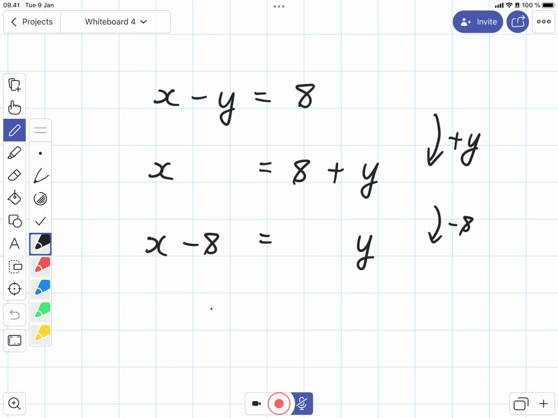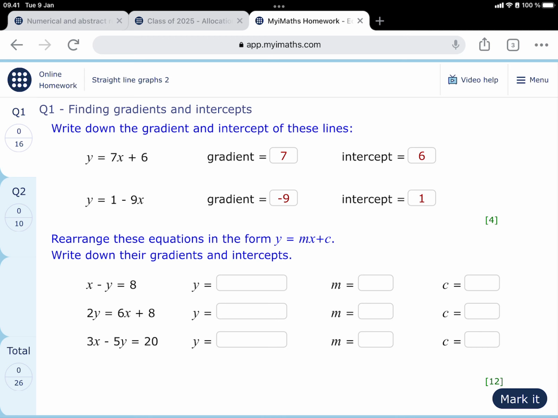I'll just flip that round for good measure. Y equals x minus 8 rather than x minus 8 equals y. So I've got 1x, so the gradient is 1. M equals 1. And then I've got minus 8 on the end, so the intercept is minus 8. C equals minus 8. So back to MyiMaths to fill that in. Y equals x minus 8.